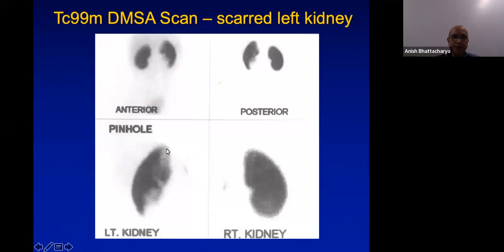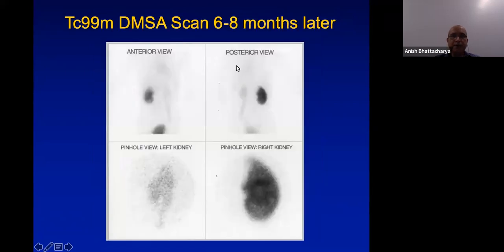Now this is a patient where you can see these cortical defects here. The right kidney is okay. The left kidney has this cortical defect at both the poles. So cortical pyelonephritis or scarring. If it reverts back to normal, it was pyelonephritis. If it remains constant for more than a year, then it's likely to be a permanent scar.